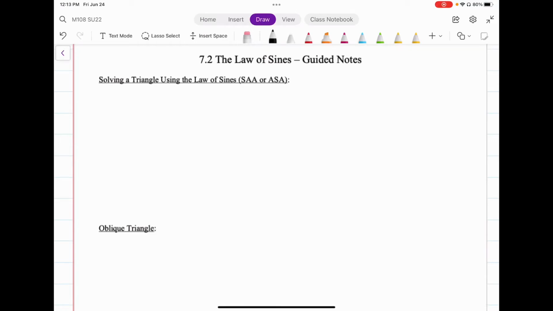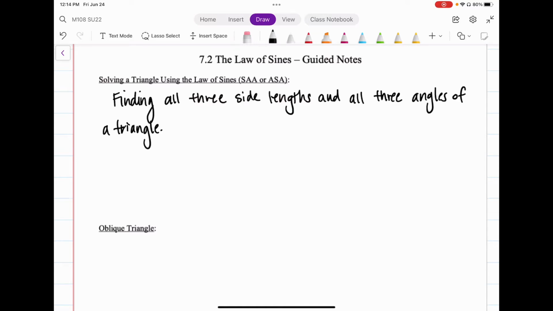We're going to continue our exploration into trigonometry by dealing with the law of sines. The law of sines is something that allows us to solve a triangle, which means, again, that we are finding missing side lengths and missing angles. The first case that we would have would be when we're solving a triangle where we know two angles and any side, and that is either side angle angle or angle side angle.